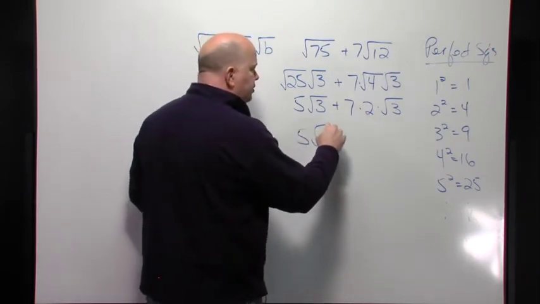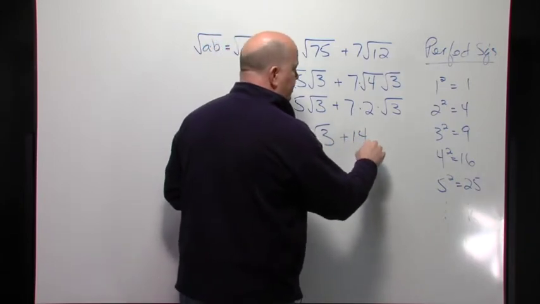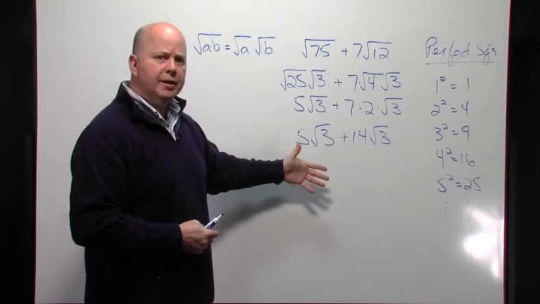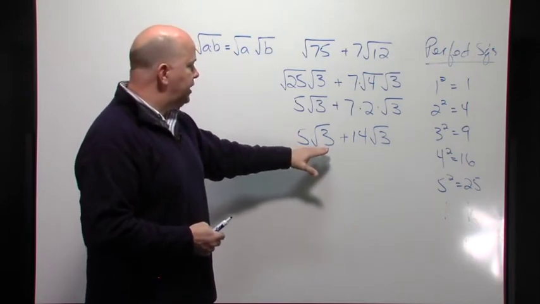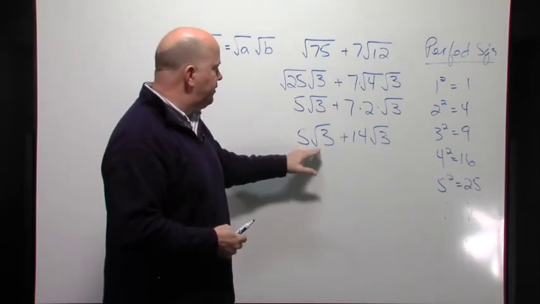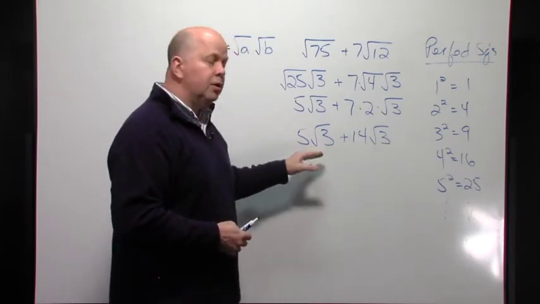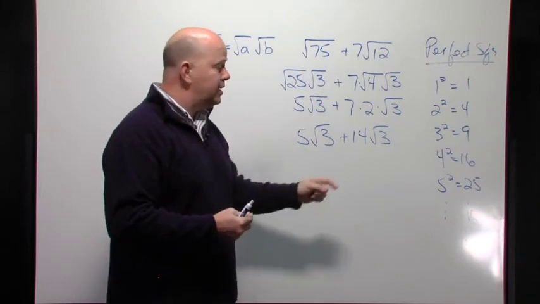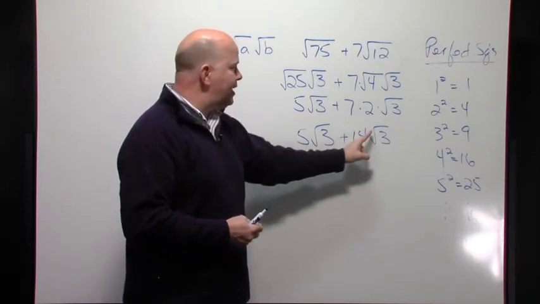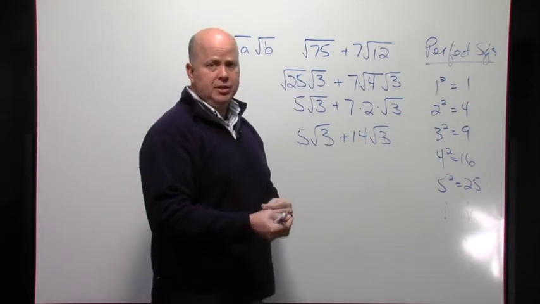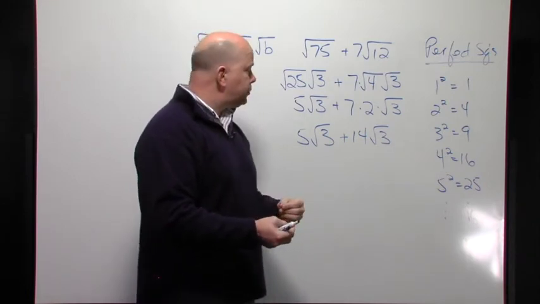So again, structure is fantastic in math, so you want to use it as often as possible. Don't be lazy. Write out the line. And now we see that this term, 5 square root 3 plus 14 square root 3, these two terms are like terms because they have the same base and the same index. Here we understand that the index isn't written because it's 2.